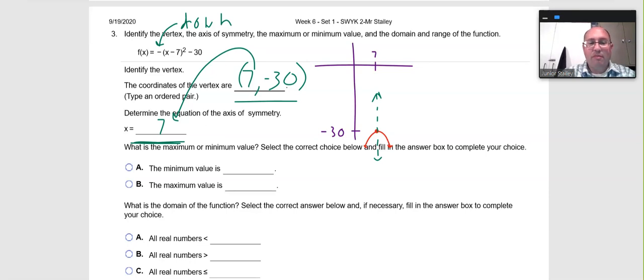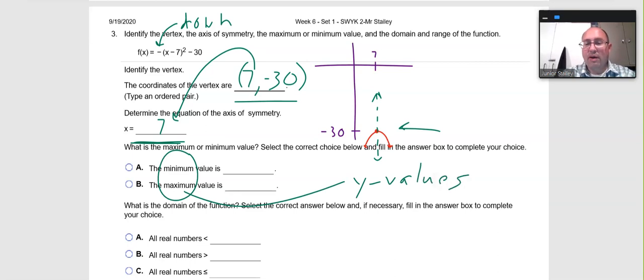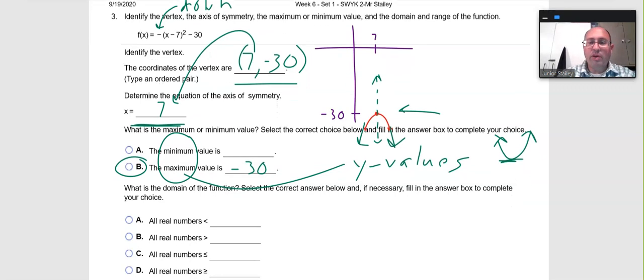Now, we're going to talk about maximum value or minimum value. These terms, maximum and minimum, refer to y values. Okay, so you need to know that. They refer to y values. And yes, we have a maximum at negative 30. Keep that in mind. It's a maximum because you can see that there is no lowest y value. This thing goes down forever and ever. There's no way to have a minimum on this particular graph. Now, if something opens the other direction, of course it's got a minimum and no maximum.